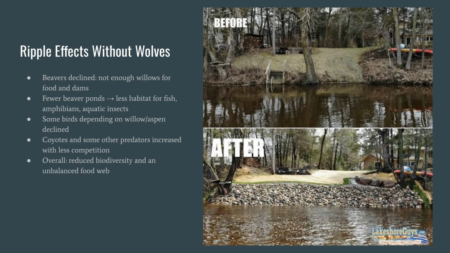Some bird species that nest or feed in willow and aspen stands also went down in number because their habitat was damaged or lost. Meanwhile, with wolves gone, coyotes and some other predators expanded because they had less competition. Overall, removing wolves led to a less balanced food web and lower biodiversity in many parts of Yellowstone.